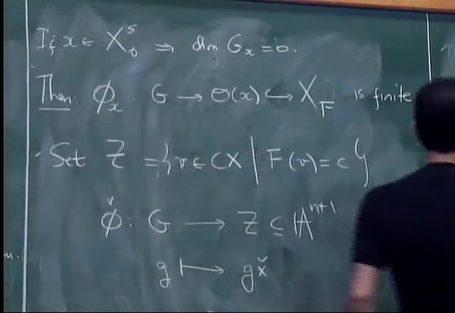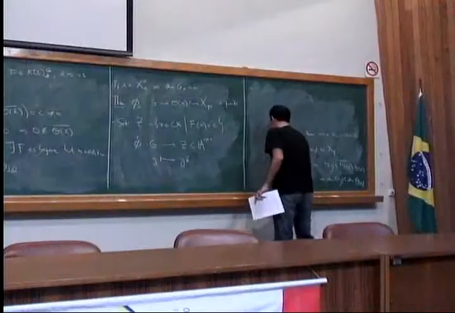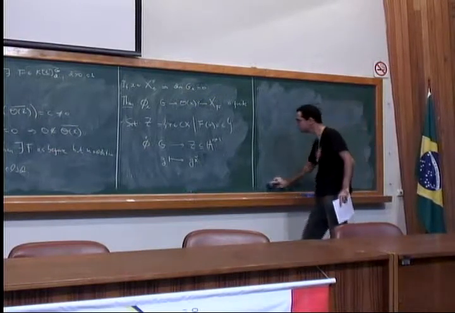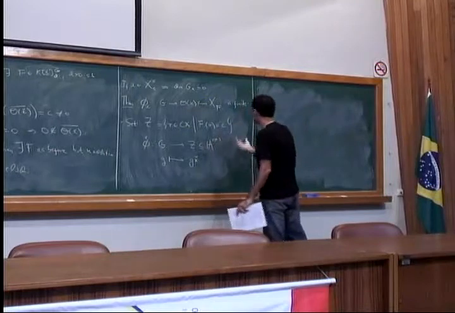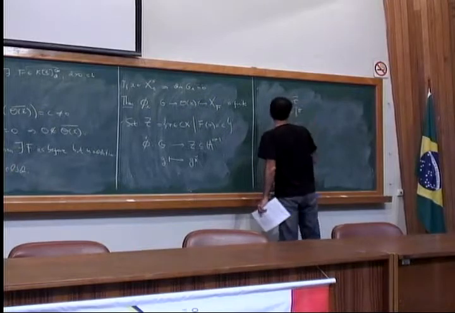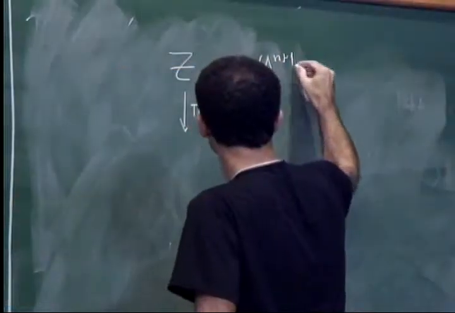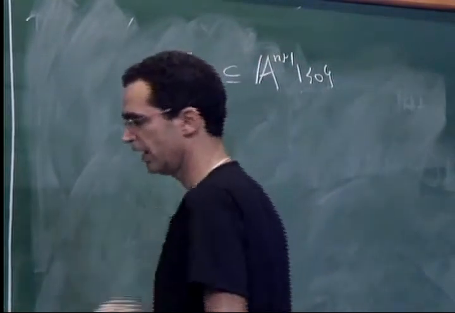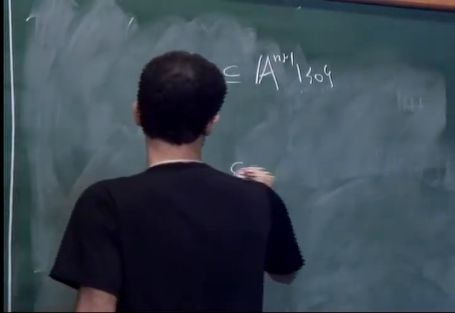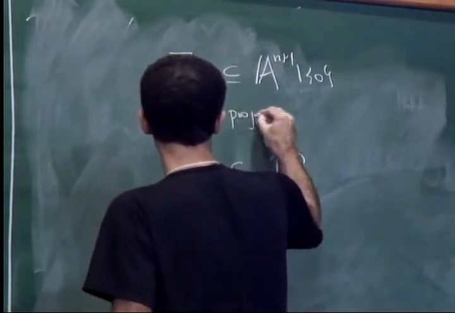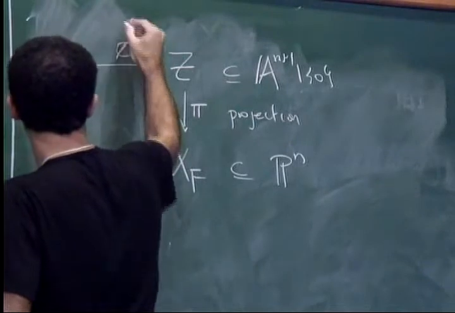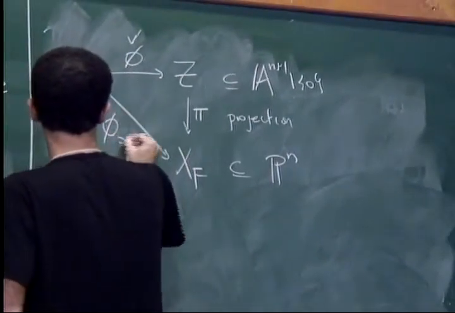So now if we consider the projection map, so Z lives in the affine space, but it doesn't contain 0, right? Because F of 0 is 0. So I can consider the projection map from Z. And where does it go? I mean, F is non-zero on Z, so it goes to XF. So this is just projection. Here I have my map phi check, and here I have my map phi of X.